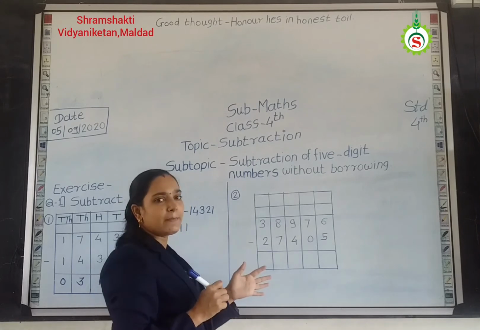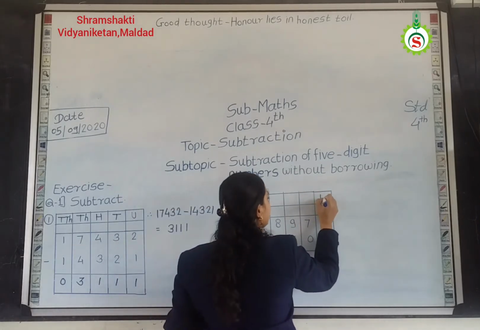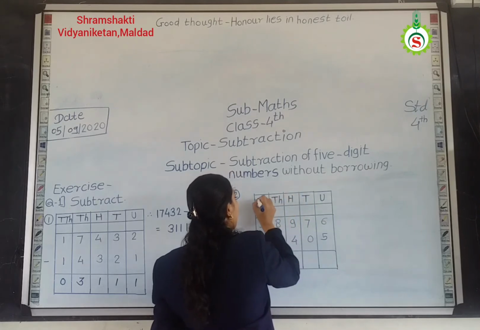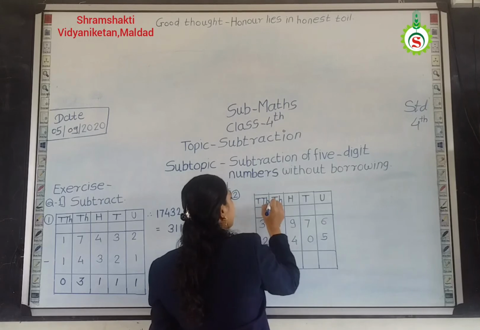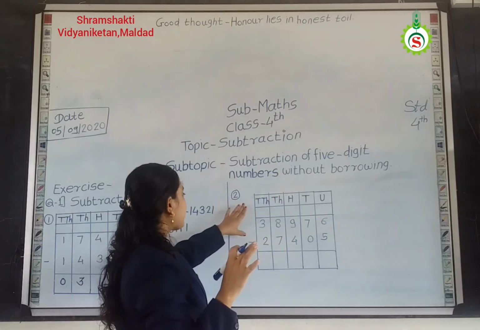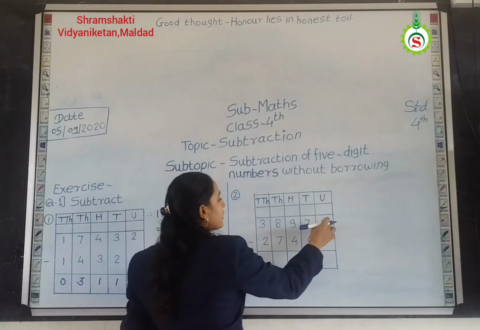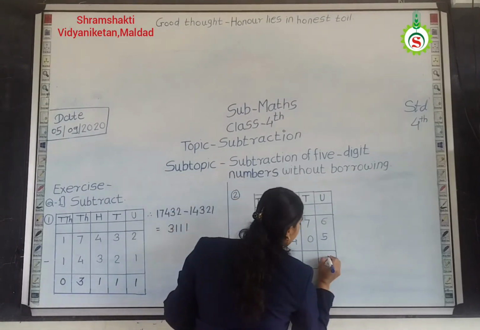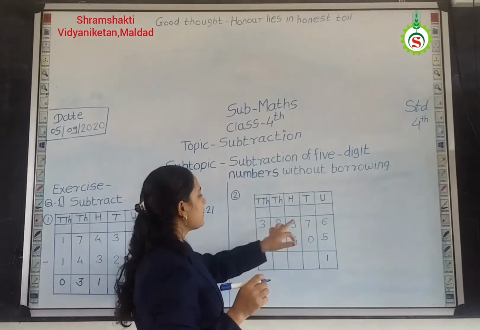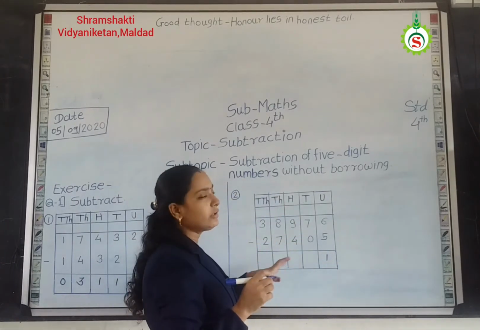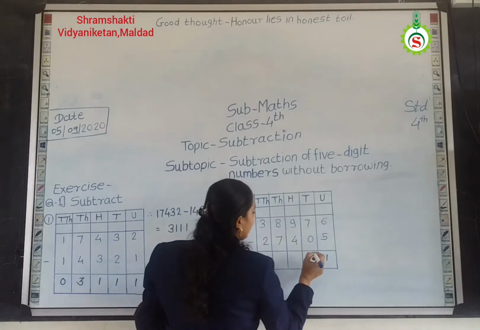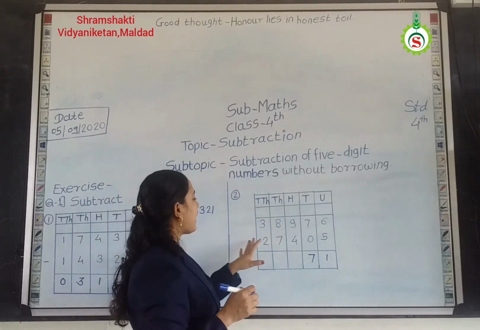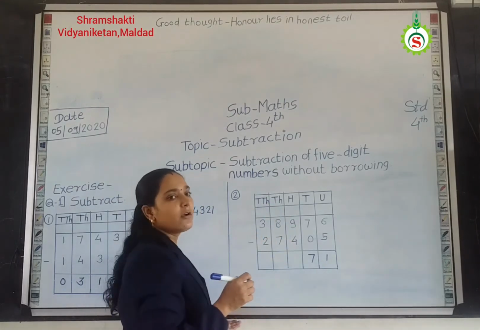Before solving this example, give places: units, tens, hundreds, thousands and 10,000. Here add 1 extra place, the 10,000's place. 6 units minus 5 units, how much? 1 unit. Write down here 1. Then 7 tens minus 0 tens, how much? 7 tens. Write down here 7. Then 900s minus 400s, how much? 500s.